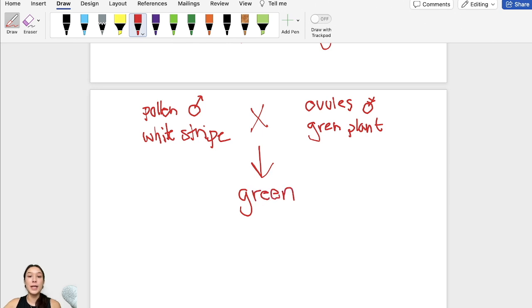Okay, the dad in this case does not give away mutations because his mitochondrial DNA is non-inherited. Whatever the mom's phenotype is, that will be the children's phenotype. In this case, the mom is the green plant. So all of the offspring will be green.